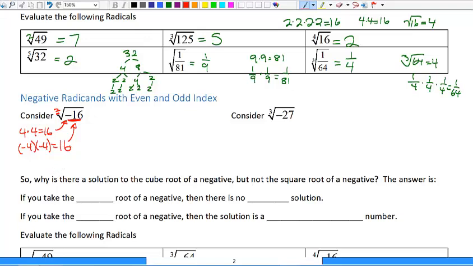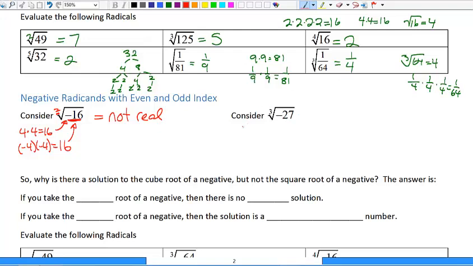So, we've tried our best. We've tried the negatives in any such way. Neither of them work to make negative 16. So the answer here is there is not a real answer to this. It's just not real, or it doesn't evaluate to a real number. So on the next one, we have the cube root of negative 27.